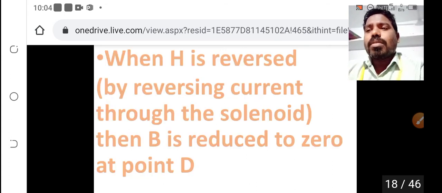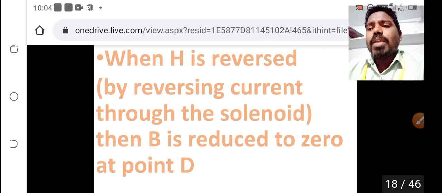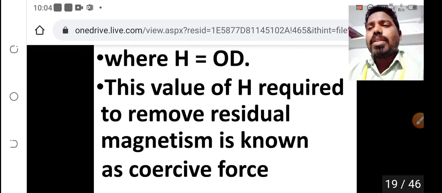H is reversed. When H is reversed, what is happening? B is reduced to 0. At that value of H, on the curve OD, the value of H is required to remove the residual magnetism. So here, complete magnetism is removed in a magnetized body to convert it into a demagnetized material.